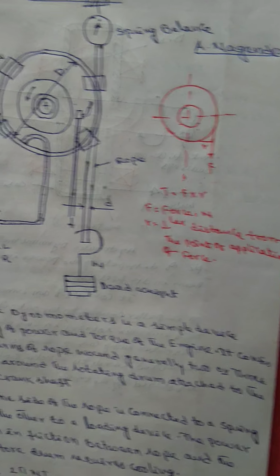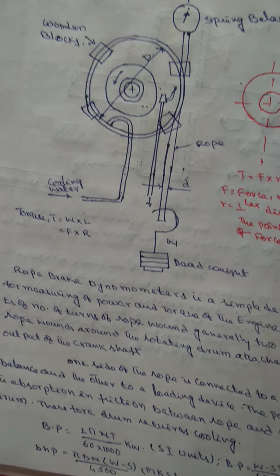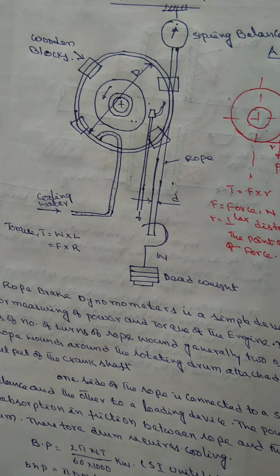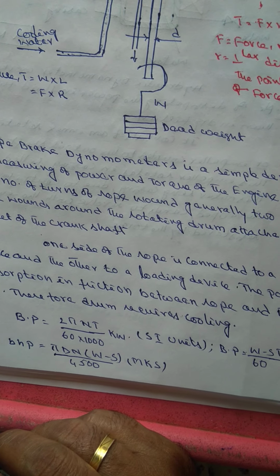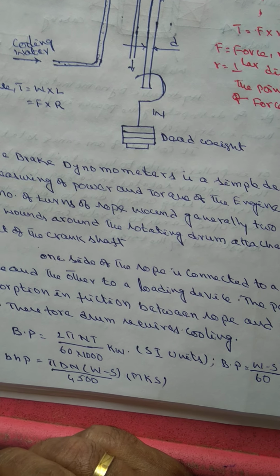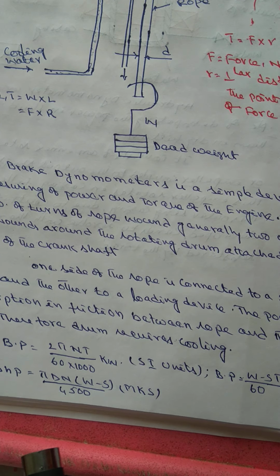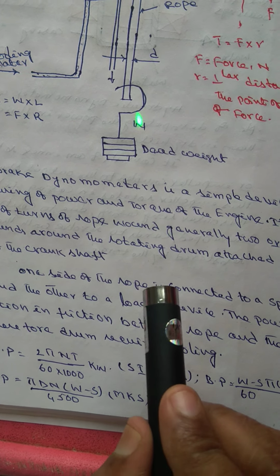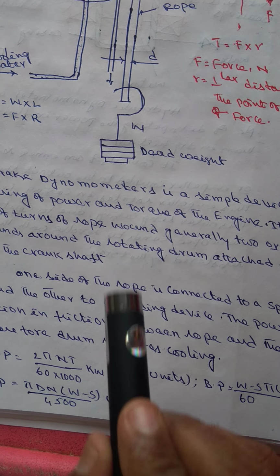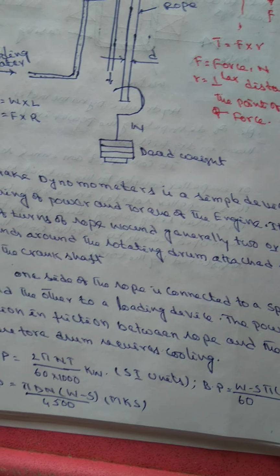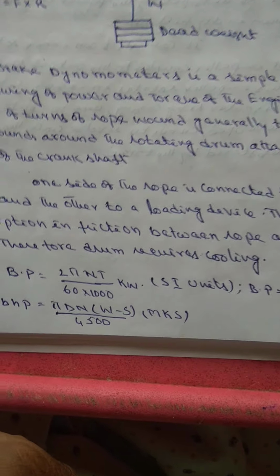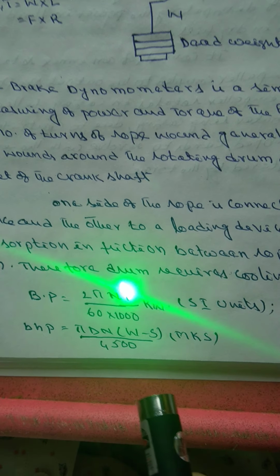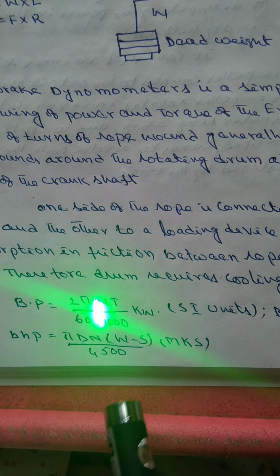Already we discussed this, but one more time I am going to repeat it. Generally it consists of rope wound, two or three ropes we can wind over there, and then one rope is connected to the dead weight, and another one is connected to the spring balance. Now we know one equation with which we can find power. That equation is 2 pi N T by 60 into 1000. So what is N? Speed, engine speed.